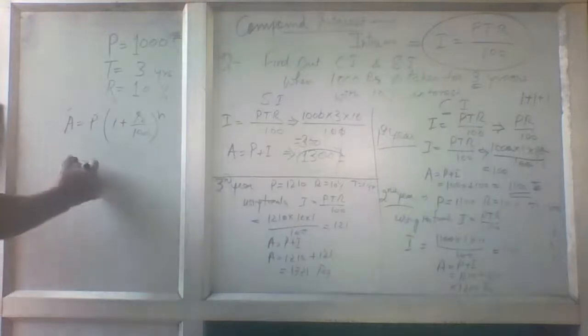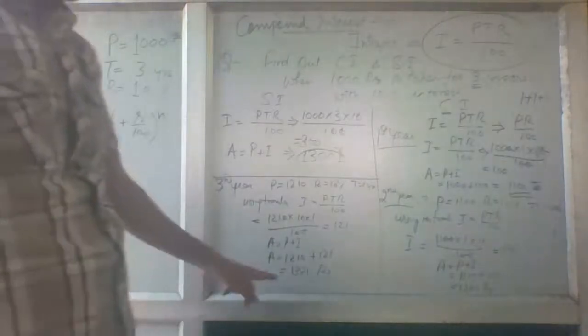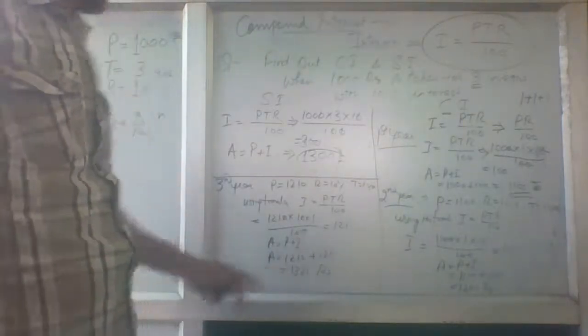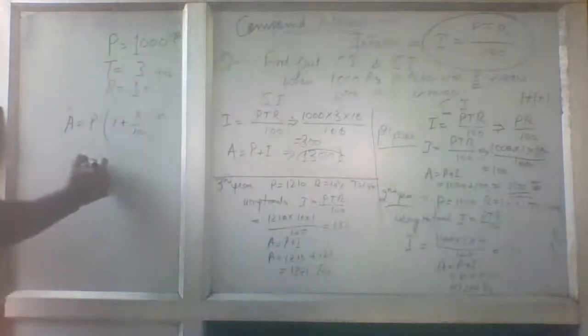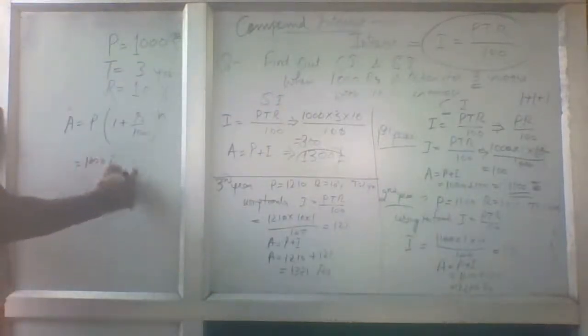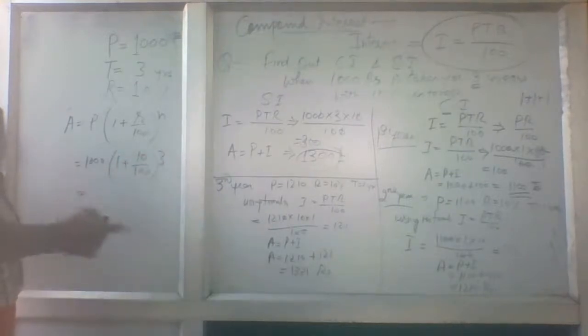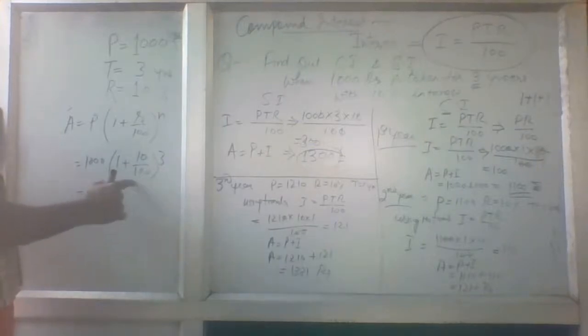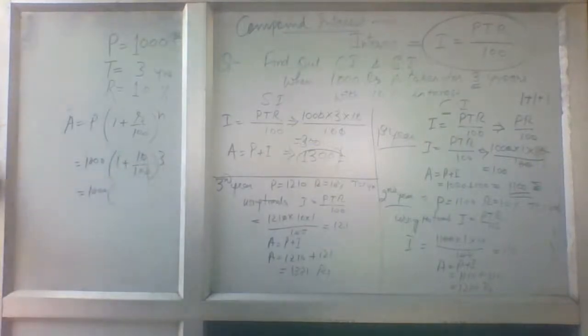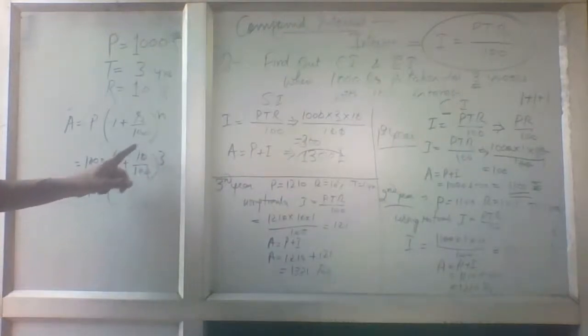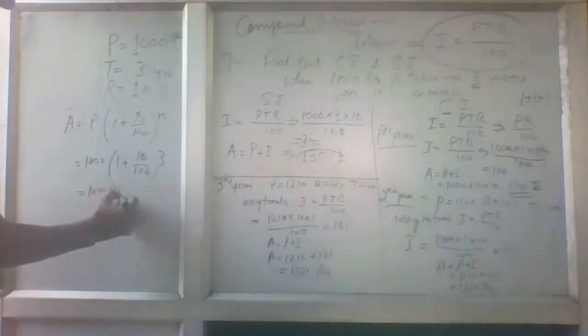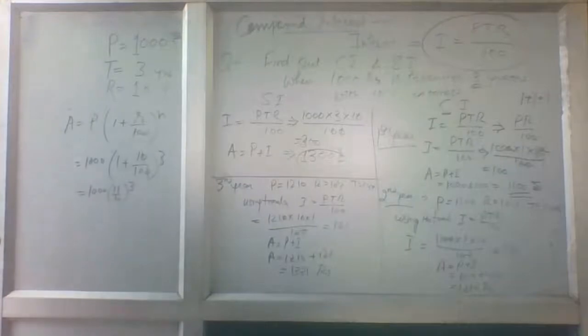Let's check the amount. What amount did we make finally? 1331 rupees. Now the principal was 1000 rupees, 1 plus rate of interest, which was 10 upon 100, to the power 3 years. Now this is a short method using the direct formula. This will be equal to 1 plus 1 by 10, that is 10 plus 1, 11 by 10. Now this is 11 by 10 to the power 3.